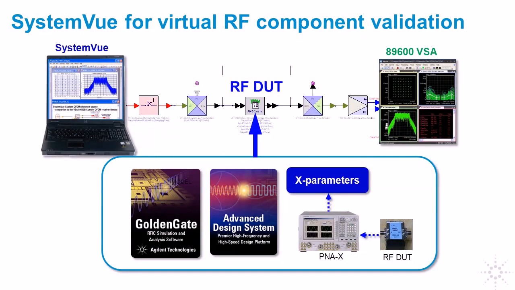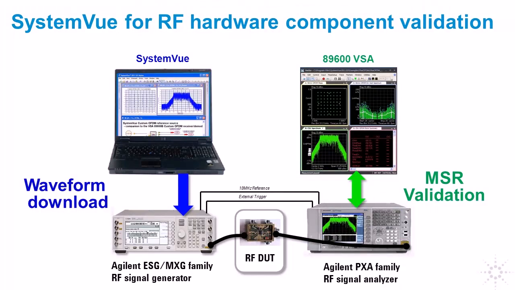That RF amplifier in that SystemVue simulation was ideal, but I can also pull in simulations from Golden Gate, the Advanced Design System, or even X parameters, and do virtual component validation within SystemVue. I can turn around and take that same block diagram and download into an Agilent signal generator family to do stimulus response testing of a real RF device, measure it on an Agilent analyzer family, such as the MXA or the PXA, and visualize it with the same VSA software.